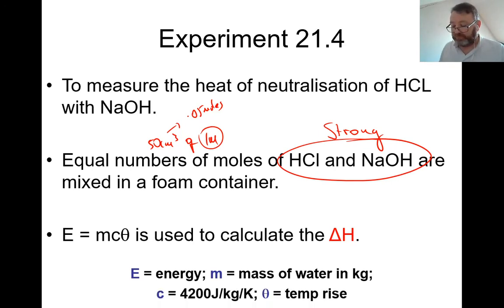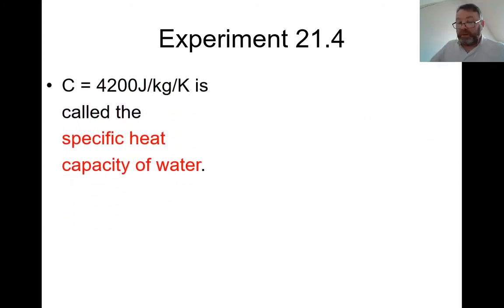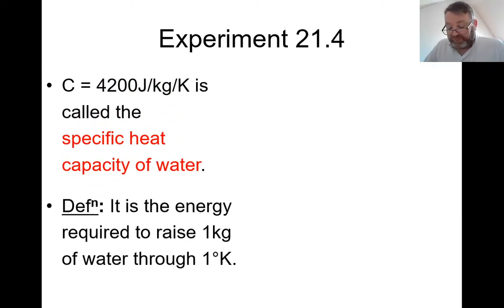Okay, so there's your c, and they'll give you 4,200 joules per kilogram per Kelvin. Okay, so they'll give you that figure, and θ then, θ is the temperature rise, which will be measured on your thermometer in terms of degrees Celsius. So c is the specific heat capacity. We've talked about that already. It's the energy required to bring 1 kilogram of any substance up 1 degree.